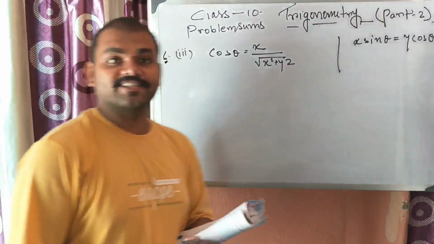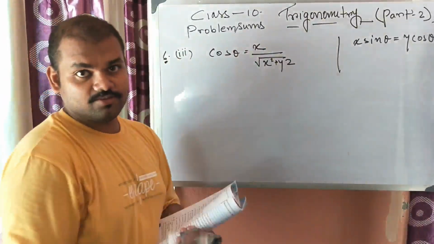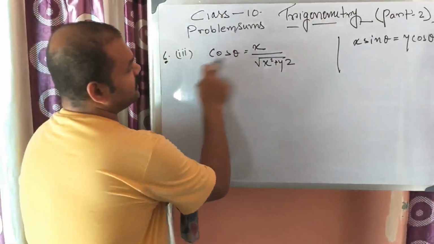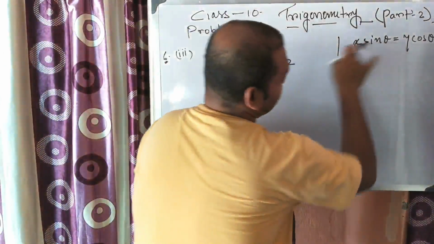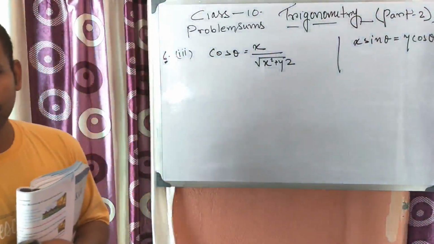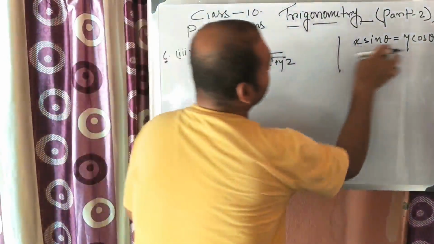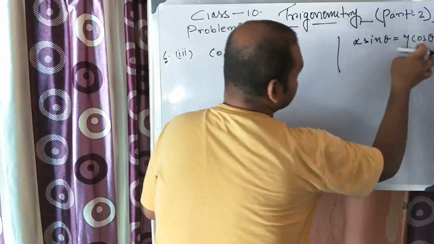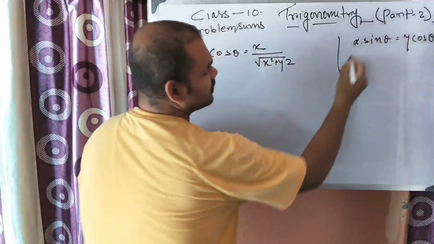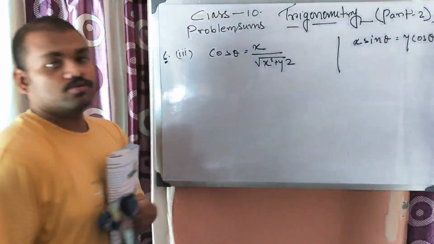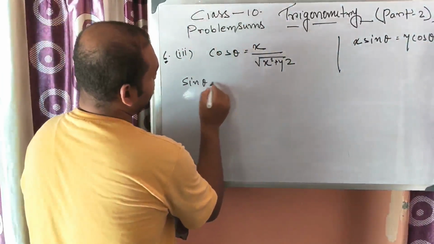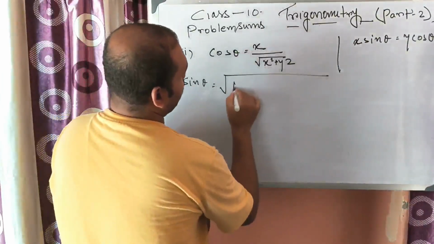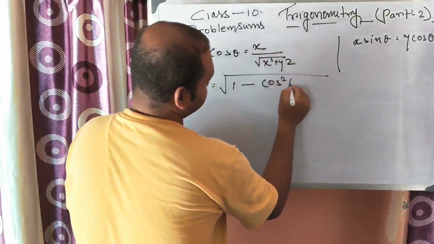Now you need to see what their cos theta is given, and here sine theta is another term. Cos theta is there, but still another sine theta term is there. So what to do? You need to find out the sine theta. Very easy. What is the value of sine theta? Sine theta is equal to root over 1 minus cos square theta.